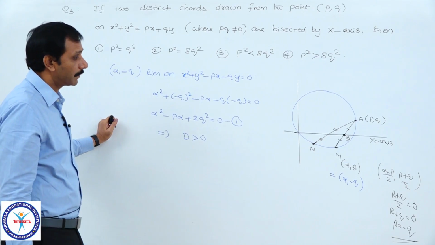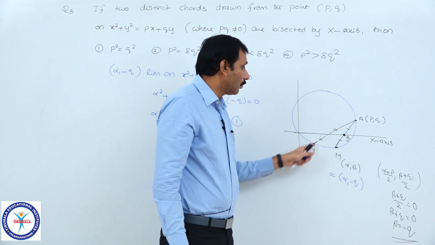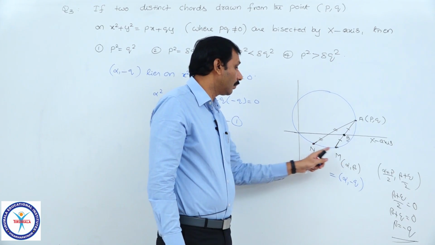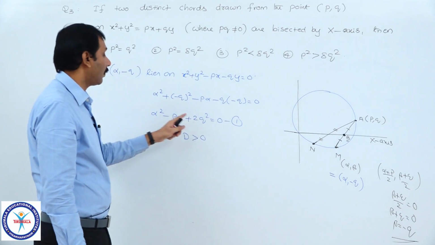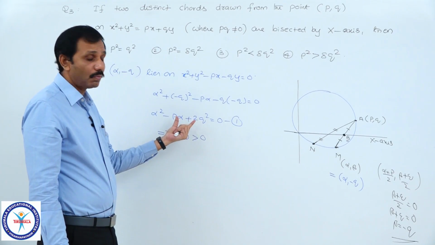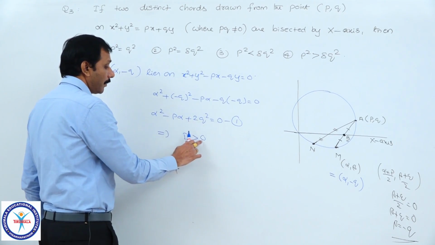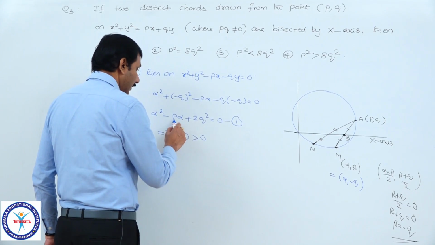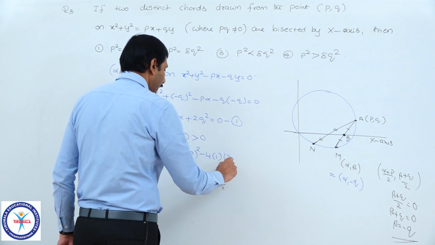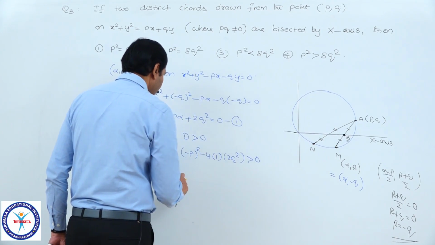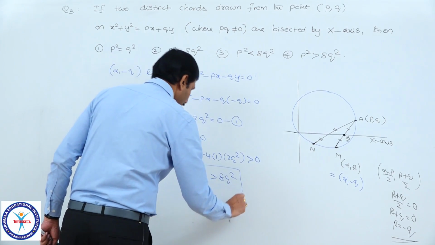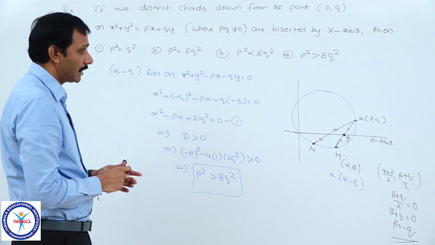Hope you understood here. Because two chords are drawn, you will get two different values of alpha. Because it is a quadratic in alpha, you can get two values only when it has two distinct real roots. Implies discriminant greater than 0. That implies discriminant b square minus 4ac, minus p whole square minus 4 into 1 into 2q square greater than 0, implies p square greater than 8q square. Simple one only, but of course you need to understand the concept.